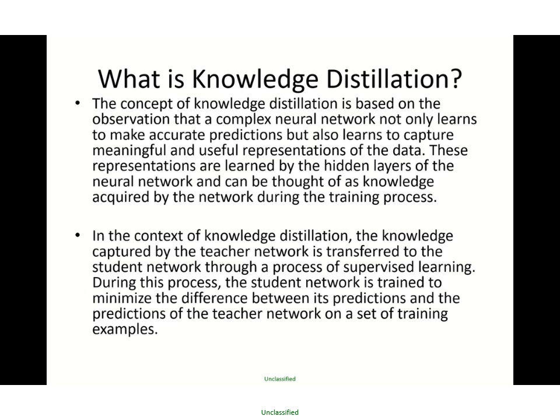In the context of knowledge distillation, the knowledge captured by the teacher network is transferred to the student network through a process of supervised learning. During this process, the student network is trained to minimize the difference between its predictions and the predictions of the teacher network on a set of training examples.